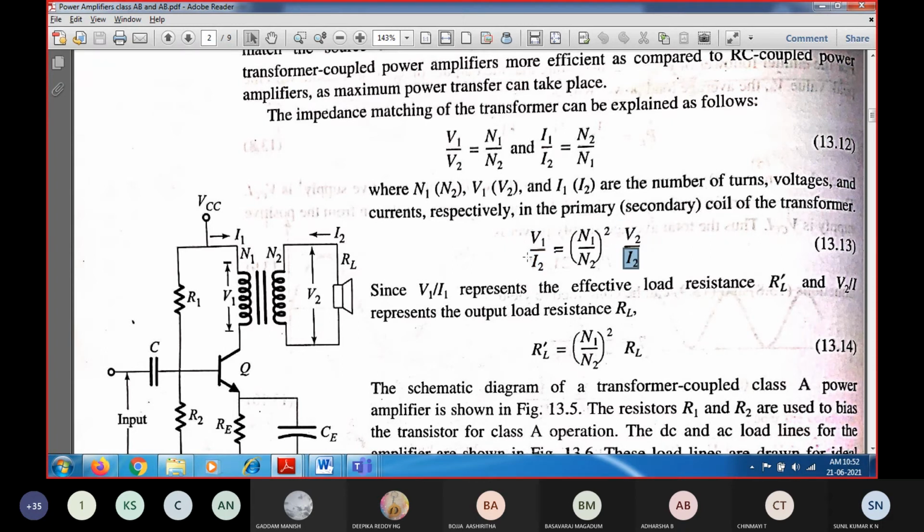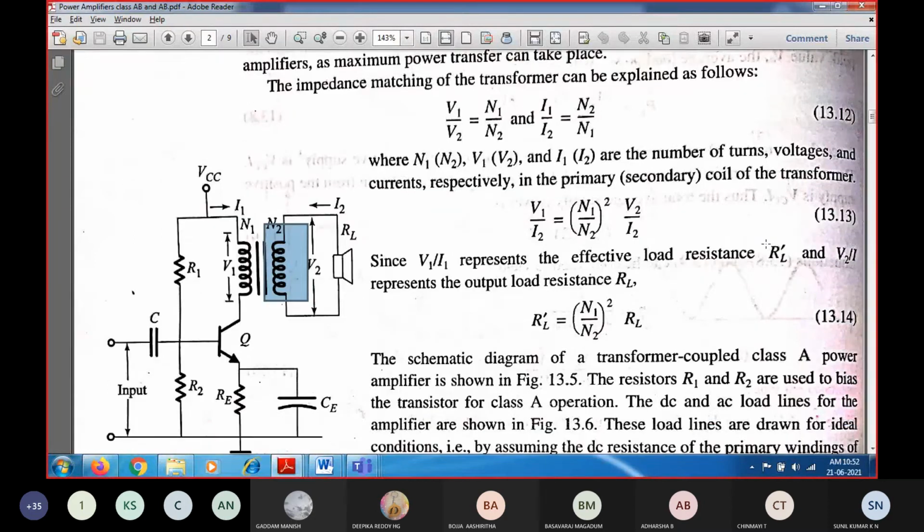So here it is same. So here it should be I1. Since V1 by I1 represents the effective load resistance RL dash, because whatever load resistance we are connecting here is nothing but the effective load resistance RL dash, and whatever load resistance we consider here is nothing but the actual load. Which is being connected to the actual load RL, so it is nothing but RL.